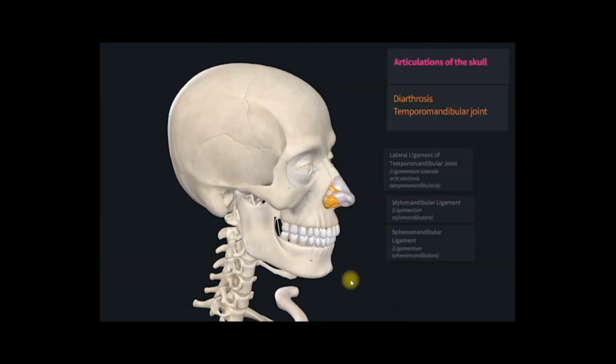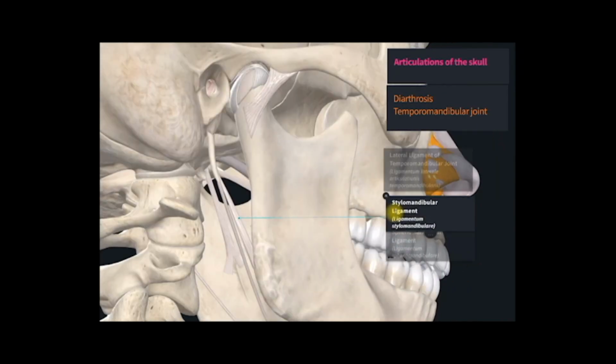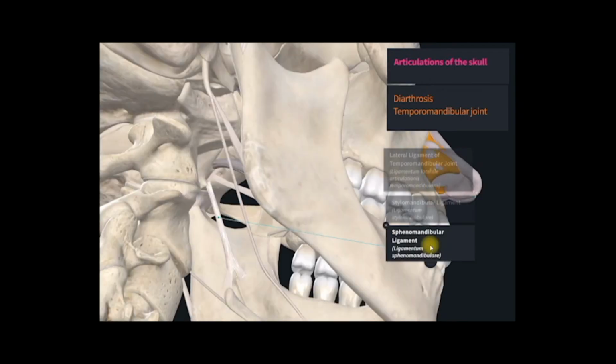This joint has three ligaments. For example, the lateral ligament, which isolates and prevents hypermobility to the side and backward. The stylomandibular ligament, which pulls the mandible backward and prevents hypermobility forward. And the sphenomandibular ligament, which prevents lateral dislocation of the mandible and helps in the opening of the mouth.